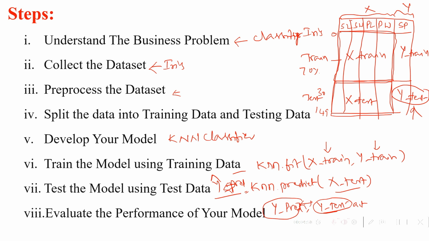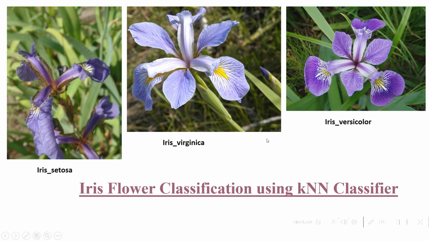Like that, we are going to find out the performance of our model. Now this can be seen by using the Jupyter notebook, with the code. Here it contains three flowers: Iris Setosa, Iris Virginica, and Iris Versicolor. Now I am going to see the code implementation of this KNN classifier using the Jupyter notebook.